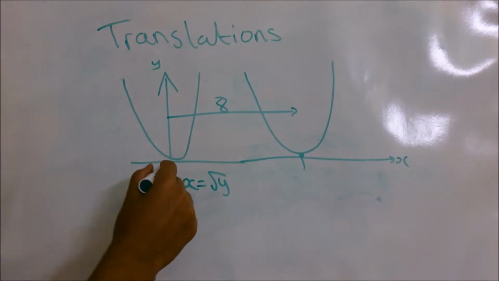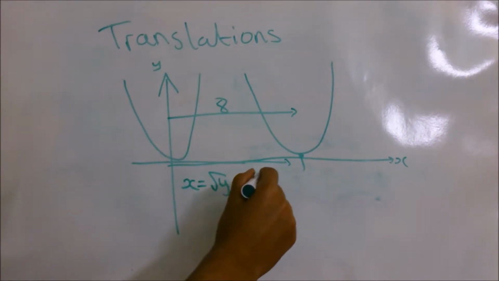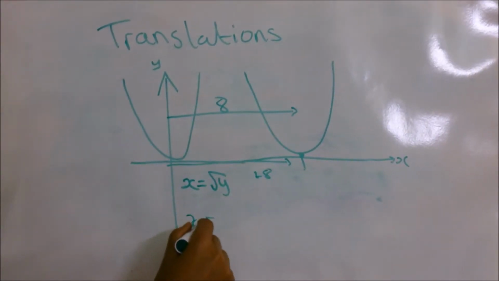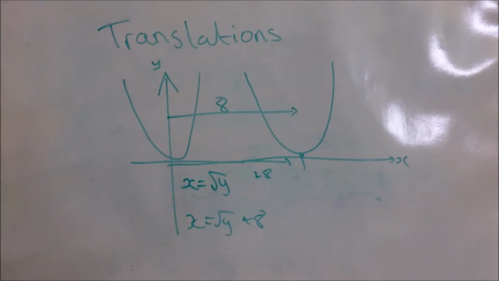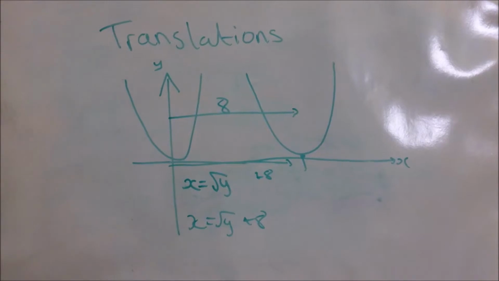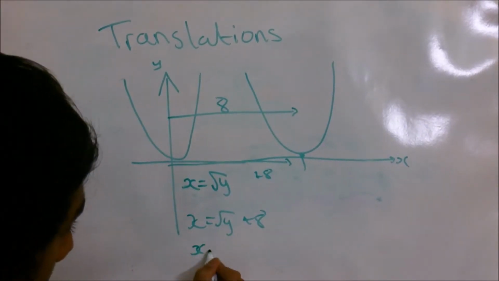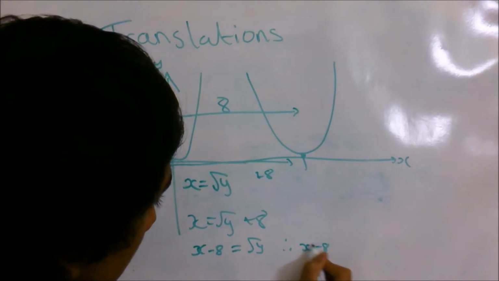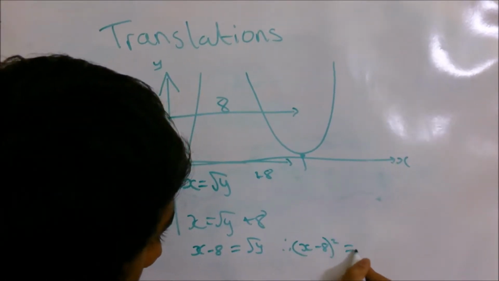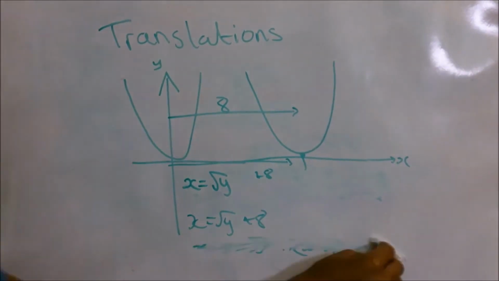Because each value of x is increased by 8, we need to add 8 to the root of y. So the new x value is the old one, which is root y, plus 8. Thus, x equals root y plus 8. Now, if we rearrange to make y the subject, we get y equals (x minus 8) squared.